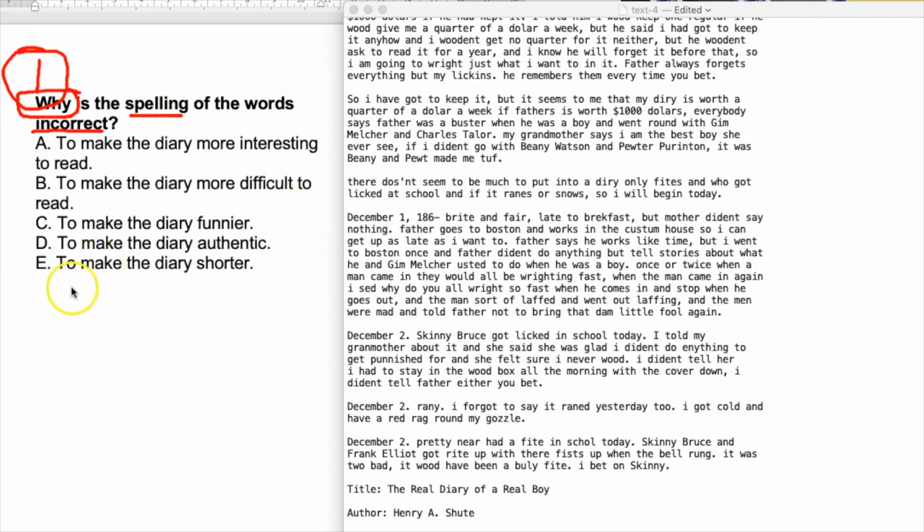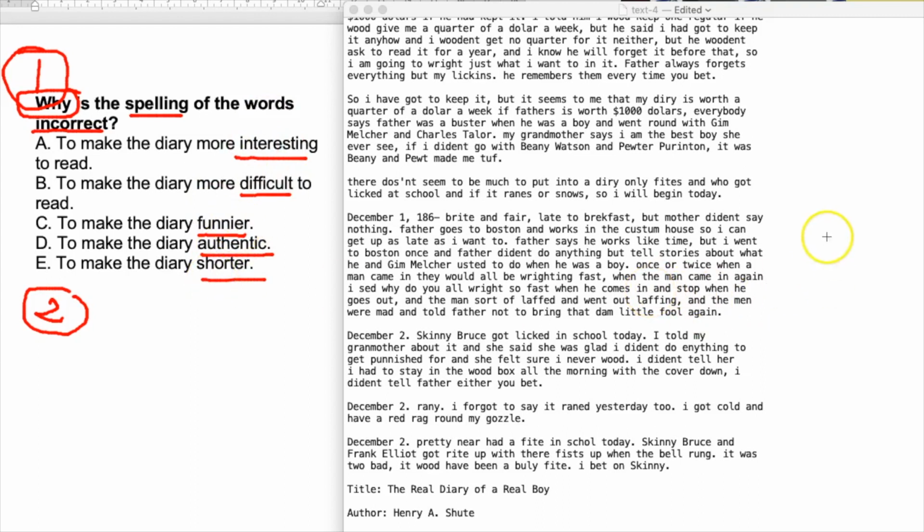Okay, now that I know what I'm looking for in this text, I can then be more focused when I look through it. Second thing I do look at, the second step, would be to go through the answer options, just so I can understand what's different between each one. So interesting, difficult, funnier, authentic, shorter. These are the proposed reasons why they've used incorrect spelling. Okay, so then now that I have gotten my focus from step 1 and step 2, I can understand what I'm looking for: interesting, difficult, funny, authentic, or shorter. I can then go into the text.